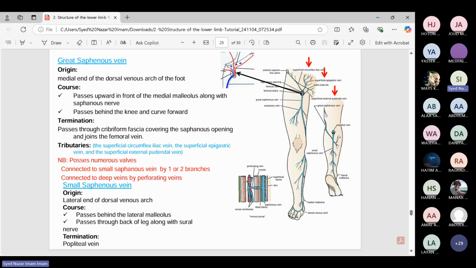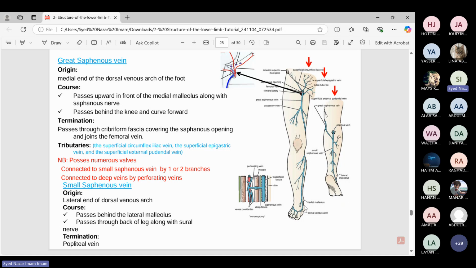This is the dorsal venous arch. And from the medial side of the dorsal venous arch, we have the great saphenous vein, which is passing anterior to the medial malleolus, and on the medial side, then going back of the knee here, then again coming to the thigh, and finally it drains inside the femoral vein. So this is great because it is present in the leg as well as in the thigh. This is on the medial side.